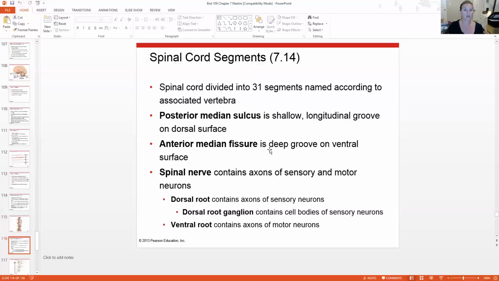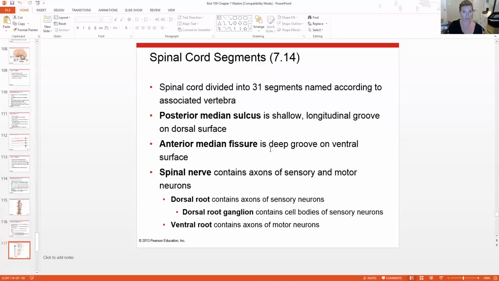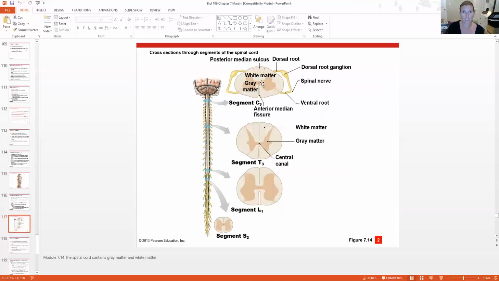And there are spinal nerves that come off of our spinal cord. There's a dorsal root, which is where all of the axons of the sensory neurons are found, and a dorsal root ganglion, which is holding all of those cell bodies. The ventral root holds our axons of our motor neurons. Here you see it a little better.